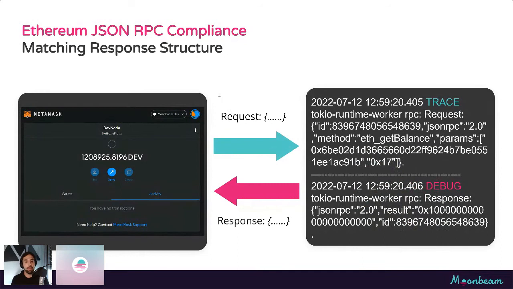A more in-depth example here is at a node level. On the right-hand side are the logs of a Moonbeam node. And you can see here that once again, this is MetaMask. One of the requests that MetaMask is doing, because there's actually a bunch, is shown here with this trace request, where you can see an ID of 83 whatever, the method is eth_getBalance, and the parameters are the address and the block number.